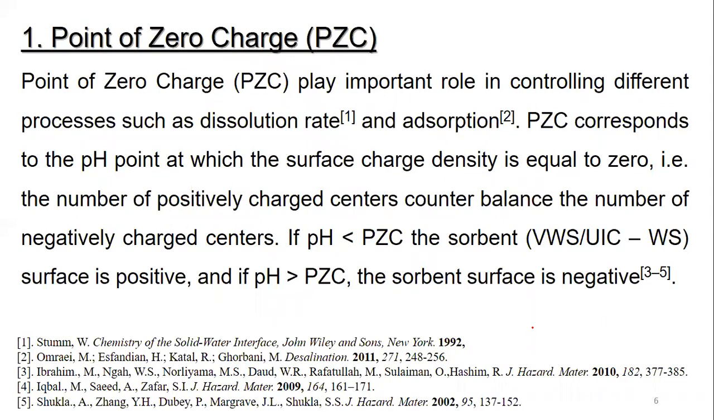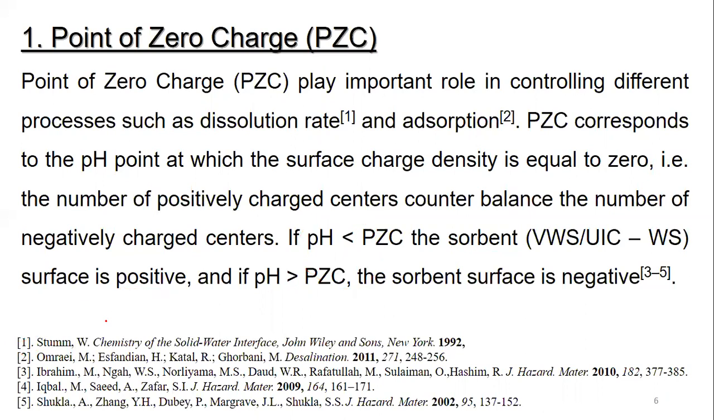So that is why it's very important that you note over here that if pH PZC is greater than the pH, then the sorbent surface has a positive charge. And if the pH is greater than PZC, the sorbent surface is negative. And that's the reference paper; you can go through these different reference papers, and there are a lot of papers which have mentioned that point. What does it mean basically?